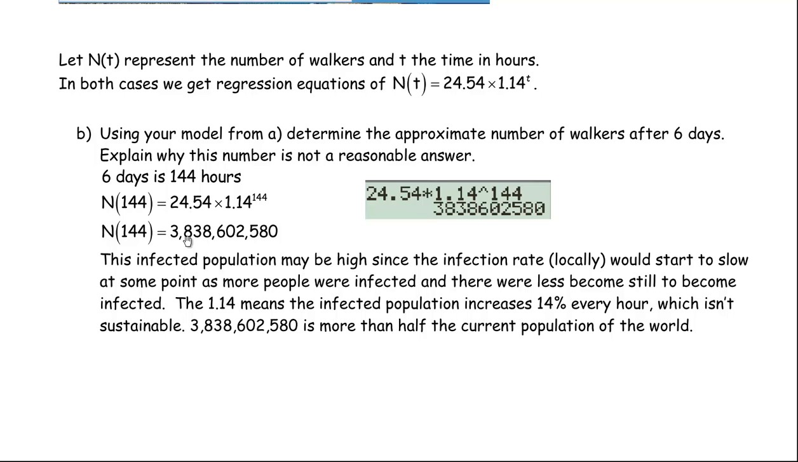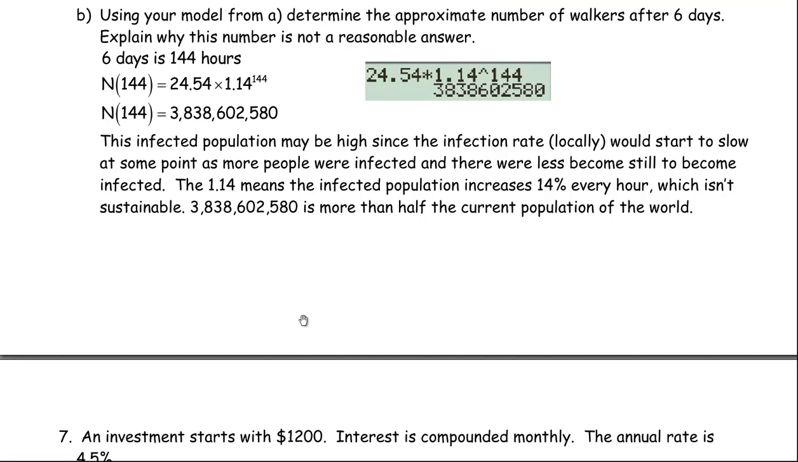Okay, so you see, people get infected by being bitten by a zombie. So at a certain point, there's getting to be a fair amount of people infected, and there aren't that many left to be infected. See, the 1.14 means that the infected population is growing at 14% per hour. So eventually you're going to get to a point where people are going to be infected at a lower rate, because there aren't that many people left to be infected in any given area. So that's probably why it couldn't continue to grow at 1.14 or at 14% forever, because eventually everybody's going to be infected, or a very large percentage of the population will be affected.